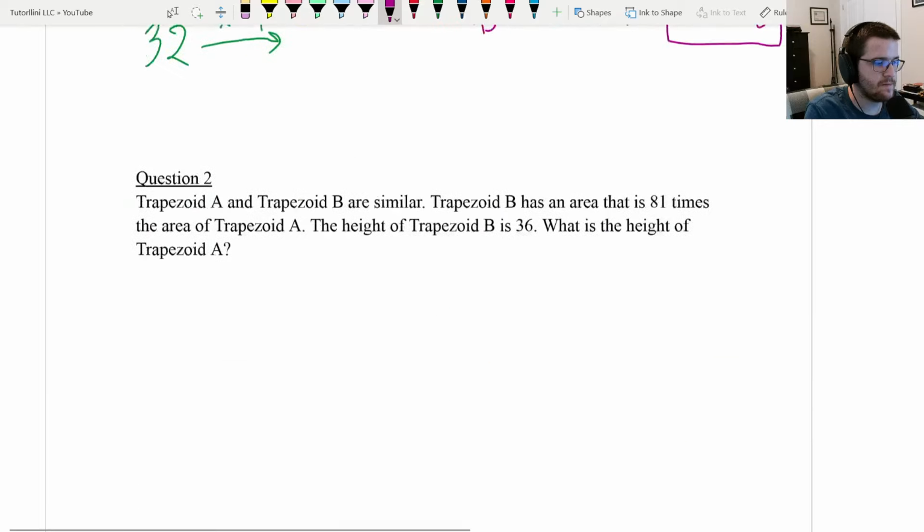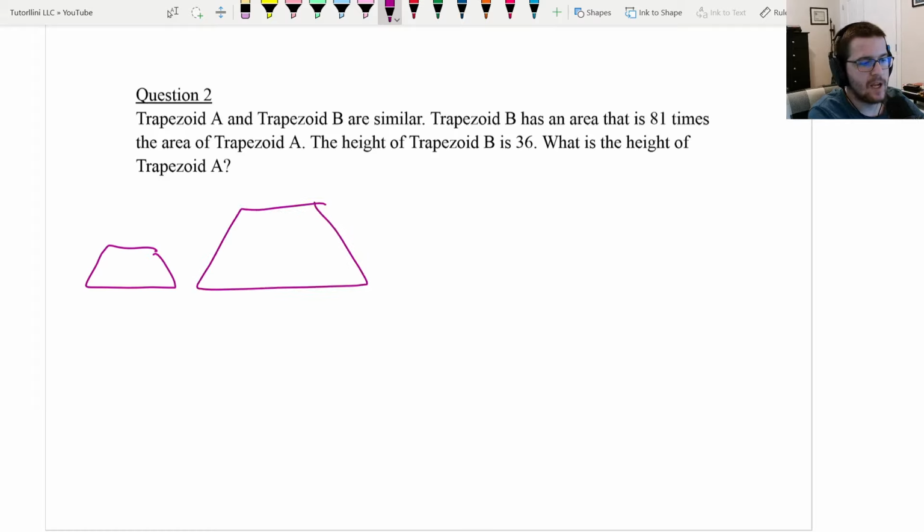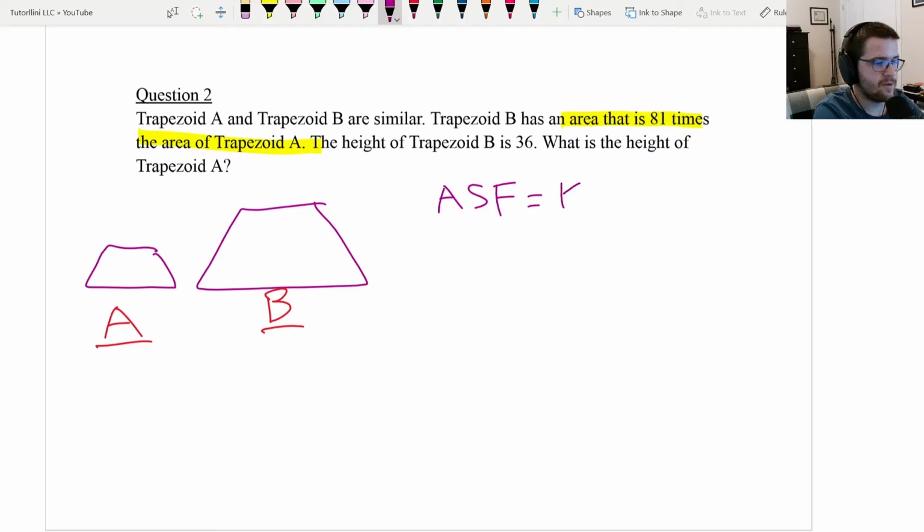Okay, let's keep going. Okay, once again, I'm going to draw a tiny trapezoid and a big trapezoid. And trapezoid B has an area that is 81 times, so that sounds like B is the bigger one. So let's label B as the big one. Okay, so this part here, it seems like they gave us the area scale factor. So the area scale factor, which is equal to K squared, is equal to 81.